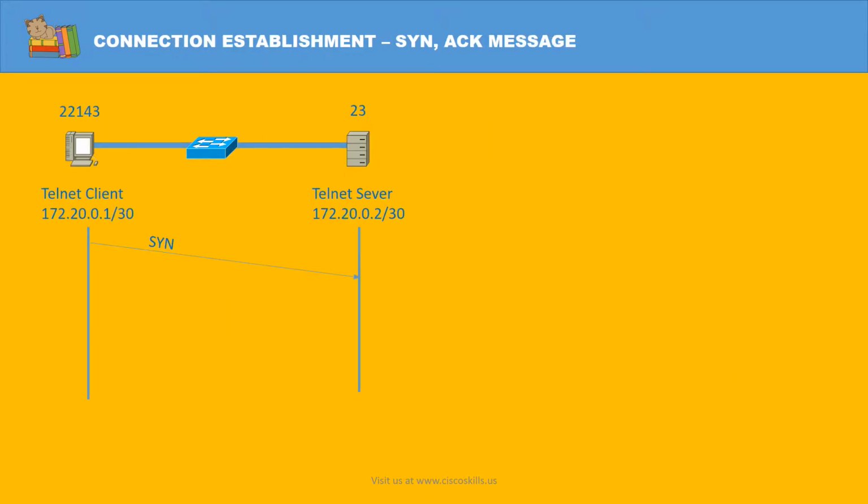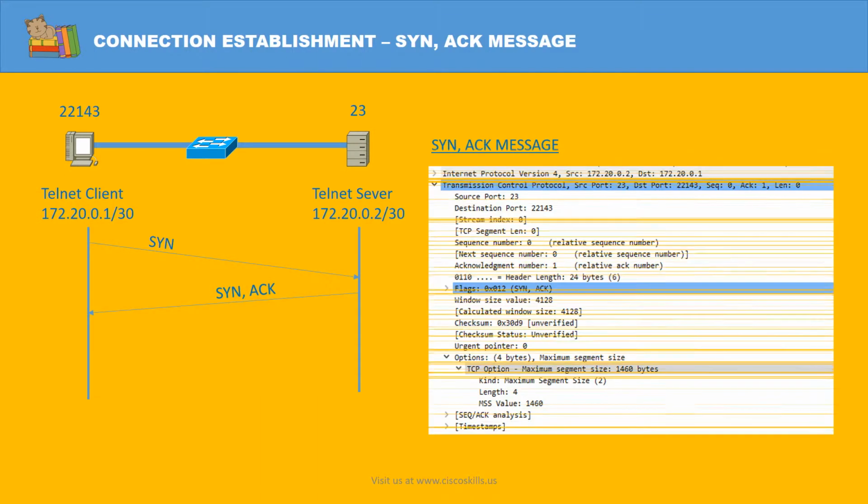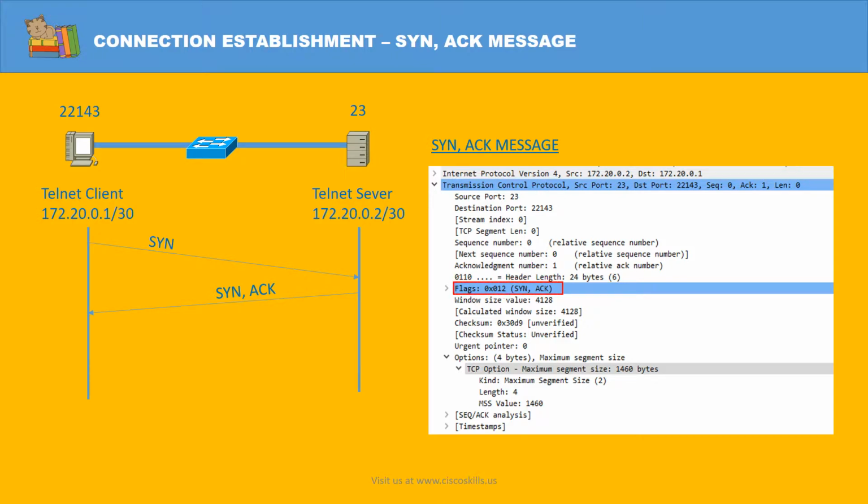If the server is available, it will respond with a SYN ACK message. Let's look into the SYN ACK message in detail. This is the SYN ACK message. It is sent from the telnet server to the client. It acknowledged that it had received the SYN message from the client and expects the next data message with sequence number 1. It also tried to synchronize with the client with the relative sequence number 0. It also advertised its MSS information.